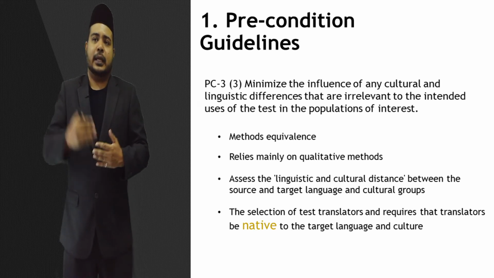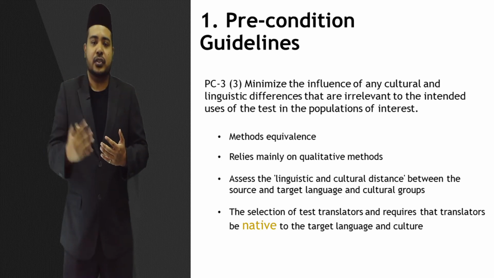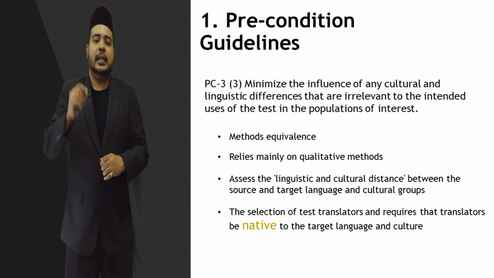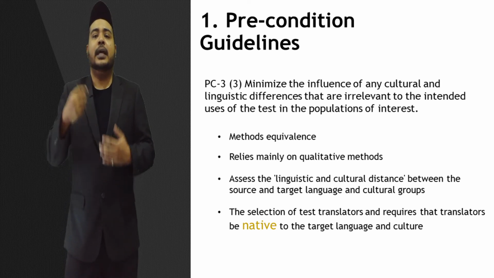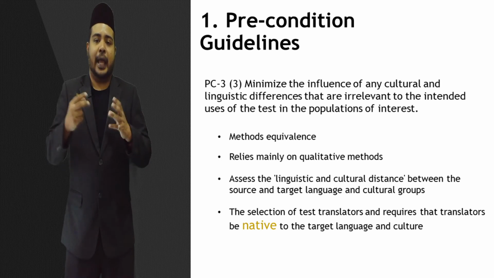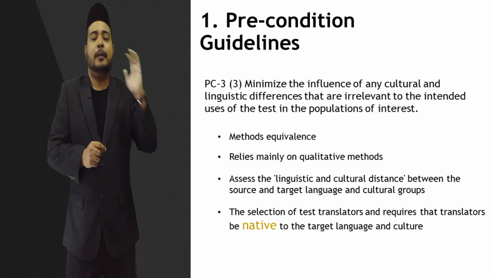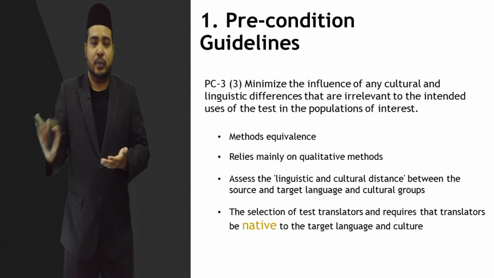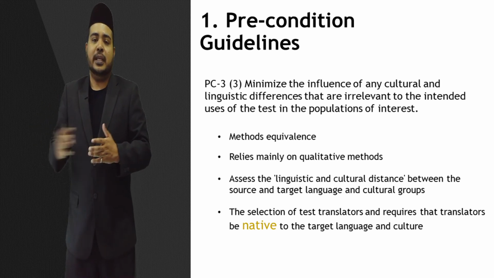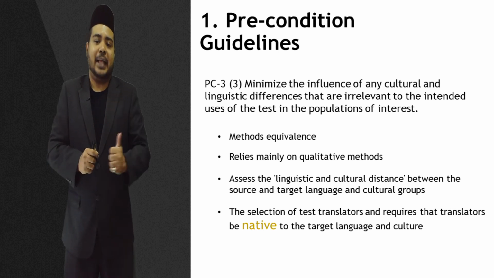The third precondition guideline involves minimizing the influence of any cultural and linguistic differences that are irrelevant to the intended uses of the test in the population of interest. Say, for example, there are jargons that we use, certain terminologies or certain aspects which only involve one culture, in this case the culture of the original version of the test, which people in other cultures don't understand. We need to minimize or exclude all of these terminologies or words. So here we want to establish method equivalence.